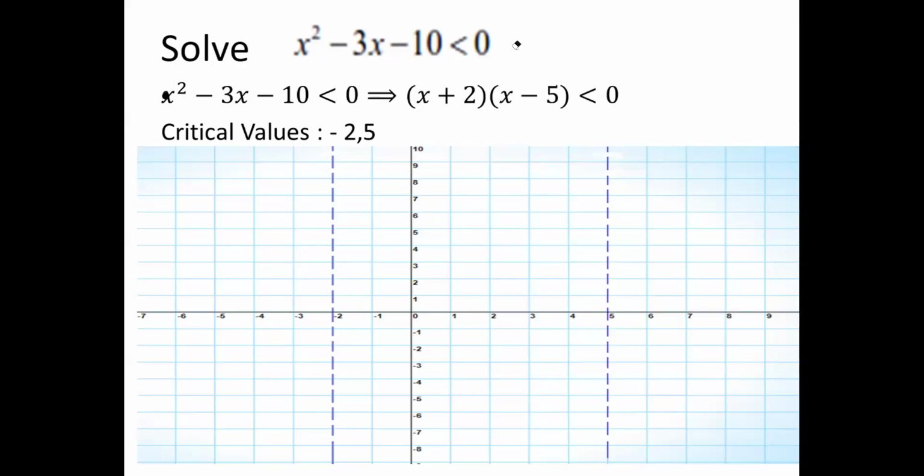You don't need the graph. No, you don't need a graph. You just need these 2 critical values, right? That's what we're going to do next.